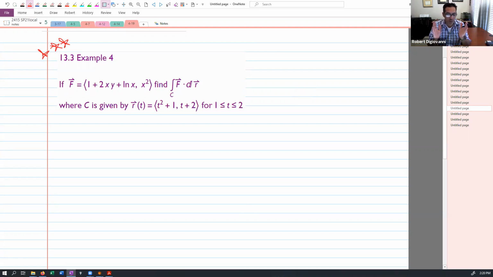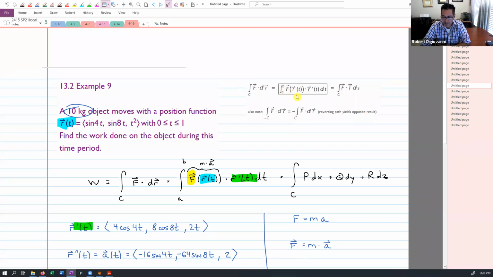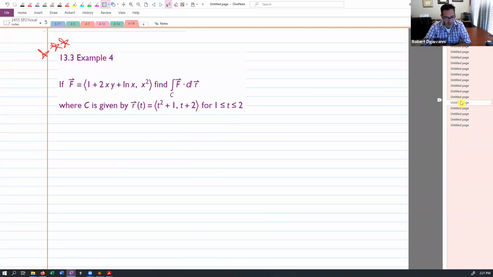So part of your brain wants to do this. Part of your brain wants to say, oh, I'm going to use this formula here, where I'm going to have to find the vector function, take its derivative, evaluate the field on that. Because you have the curve, we can take the derivative of that. We have the vector field, we can plug this in for x and y, and then we could dot that and do the integration, right? We could do that. But what's better?